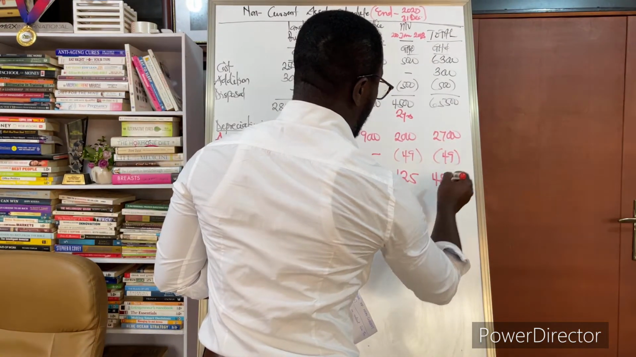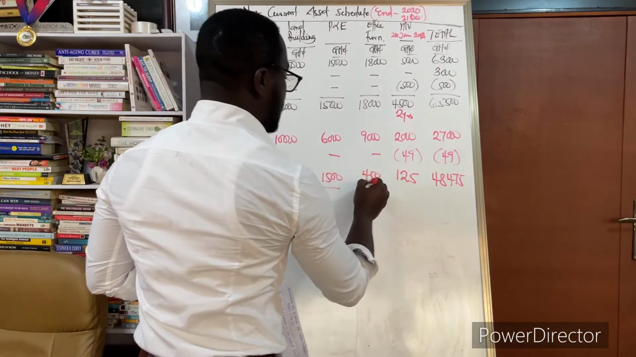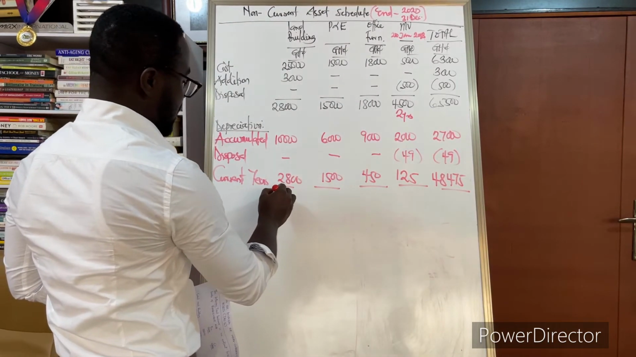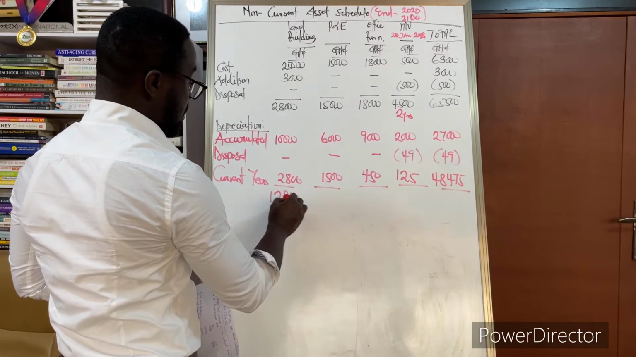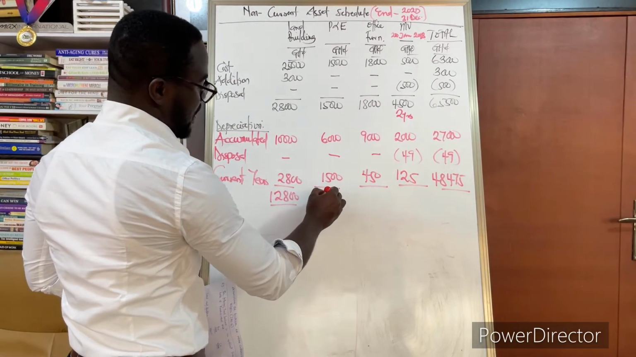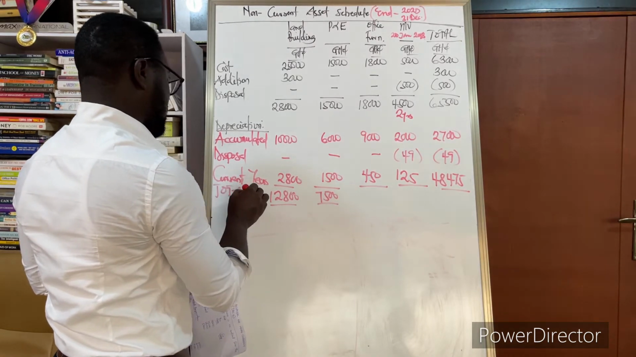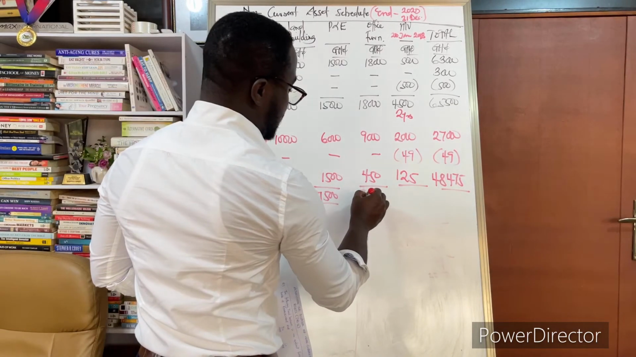48,475. So we are done. Find the total. This will be 12,800. This will be 7,500. That is the total depreciation. Total depreciation 9,450.